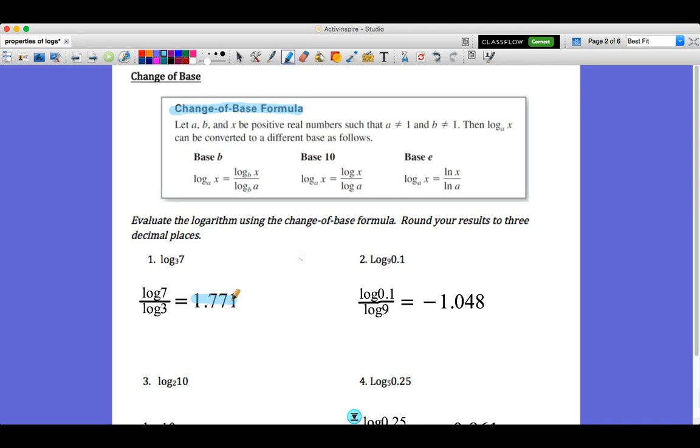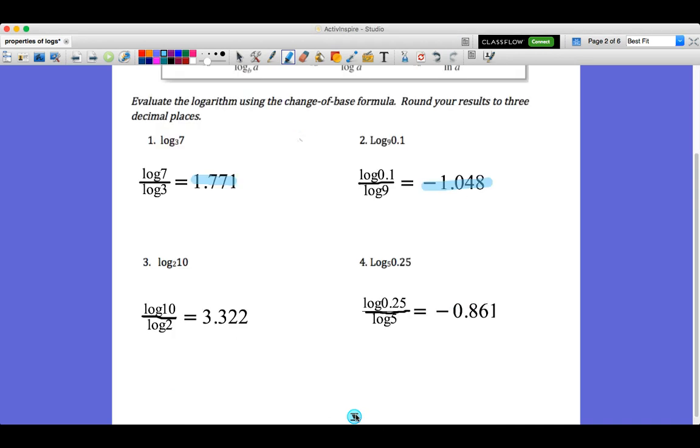Number 2 says log base 9 of 0.1. So 0.1 goes on the top, log of 0.1 divided by log of 9. When we type that one in, we're going to get a negative, and that's perfectly fine. So for number 2, we should get negative 1.048, and that's just telling us that 9 to the negative 1.048 power would give us 0.1.